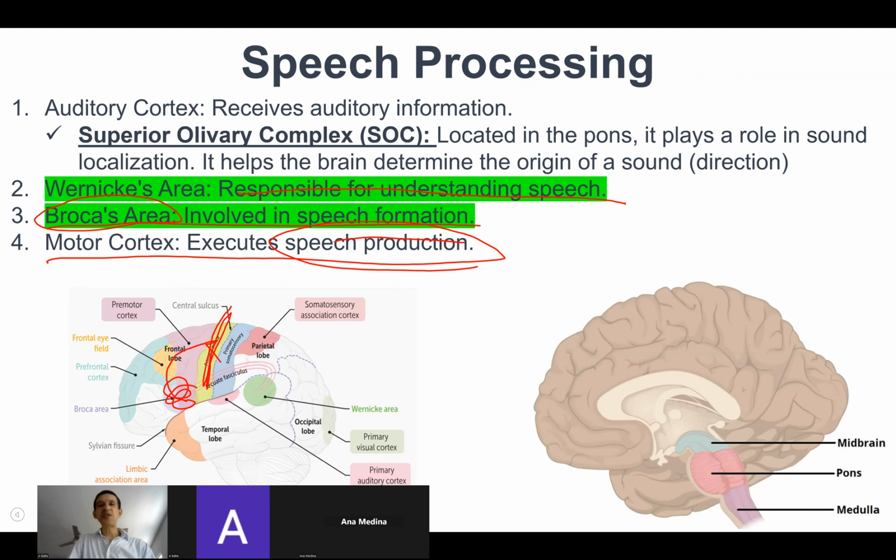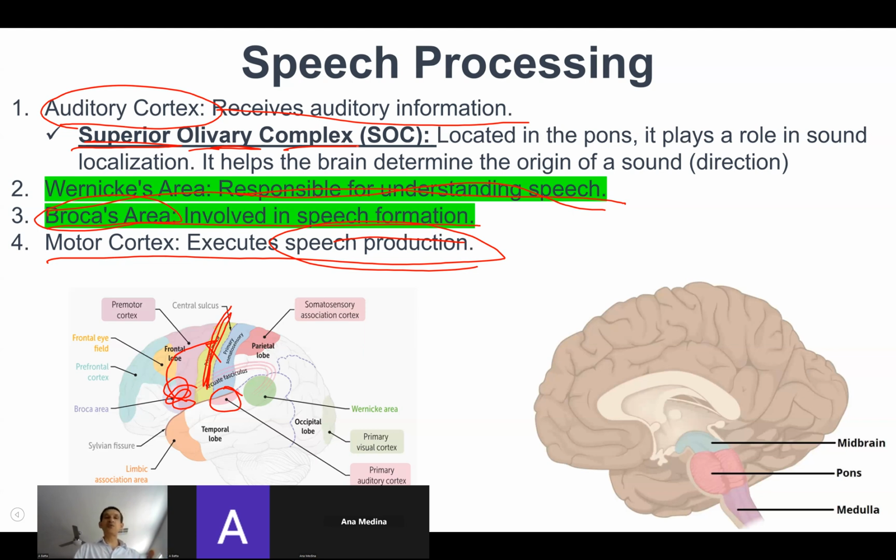Broca's prepares that speech, and a little bit of understanding. Wernicke is responsible for understanding. Prior to that, we sometimes need to hear information, right? If you want to hear information, that information is heard here in the auditory cortex. That auditory cortex receives auditory information. That would be your superior olivary cortex. That would now tell, hey, that's coming from the right. No, from the left. No, from above, and so on.